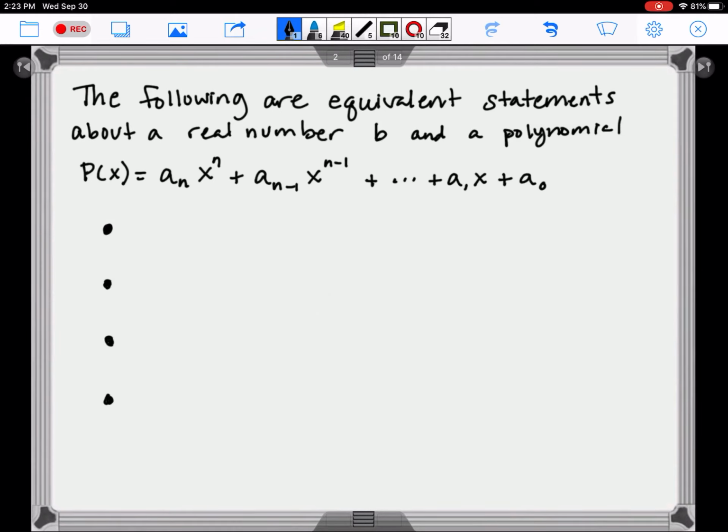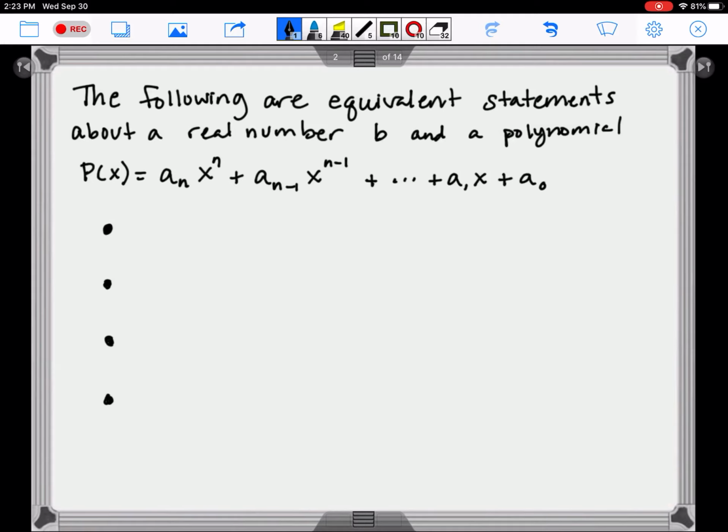So this brings us to our roots, our zeros, our x-intercepts. And I want to make sure that you understand what all of those things are. So I've got 4 statements. They're all going to be equivalent statements about a real number b and this polynomial p of x. Notice this p of x equals a sub n x to the n plus a sub n minus 1 x to the n minus 1 plus and so on, plus a sub 1 x plus a sub 0. That is just a generic polynomial function. Here's what I know based on that.